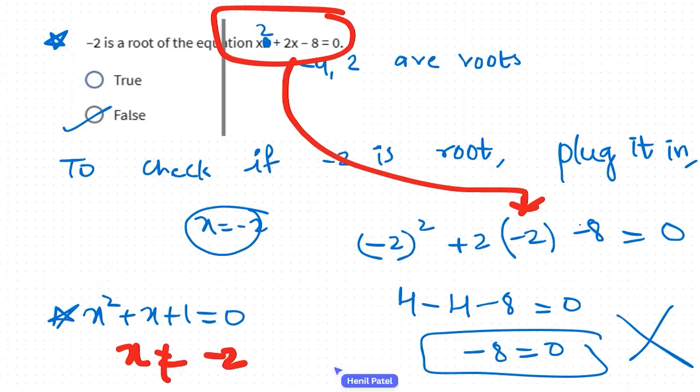So you plug it in to check if left side and right side matches. You might have heard the infamous phrase LHS equal to RHS in schools.